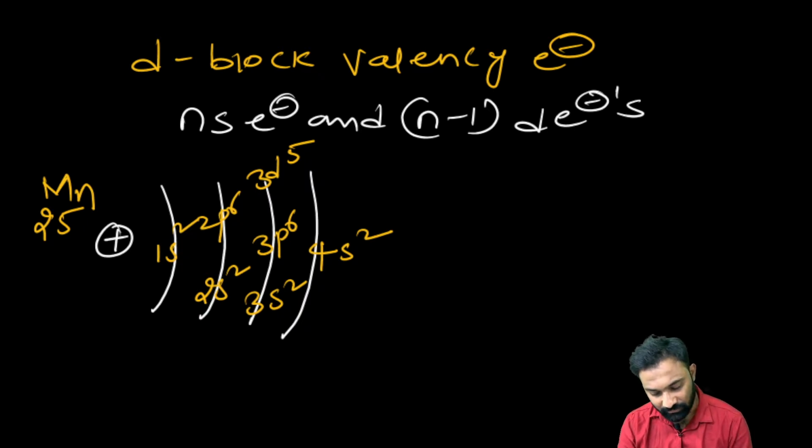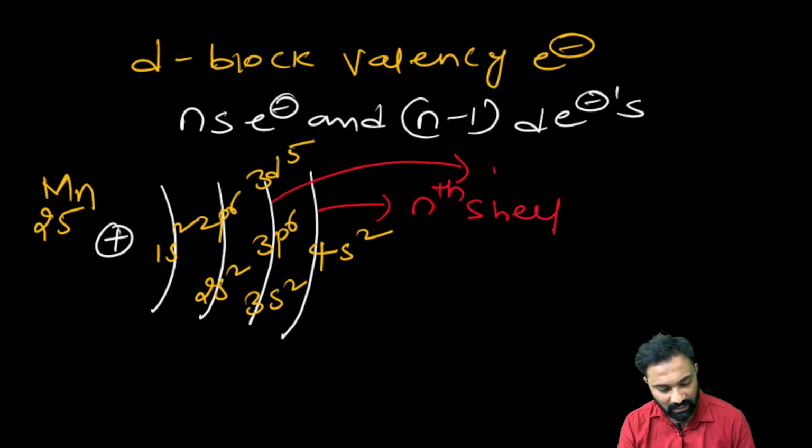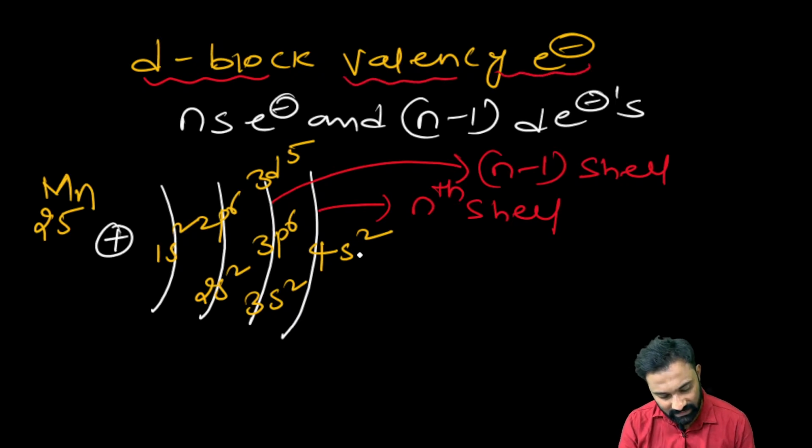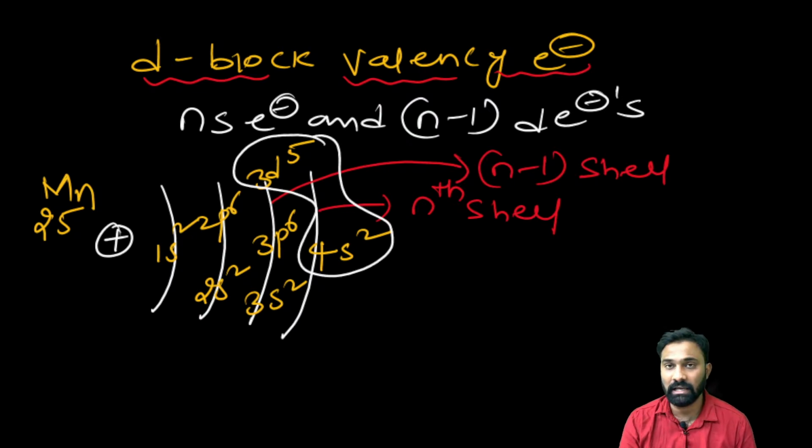This last shell we call the nth shell or valency shell, and the shell adjacent to the nth shell we call the (n-1) shell. Clear? This is the nth shell and this one is the (n-1) shell. Now the d block elements' valency electrons are considered as ns electrons, meaning 4s electrons, as well as however many electrons we have in the d. That many electrons will be considered valency electrons for the d block elements. Now Mn, how many valency electrons does it have?